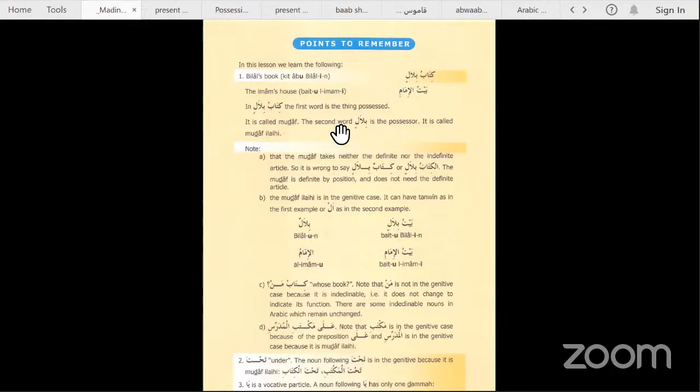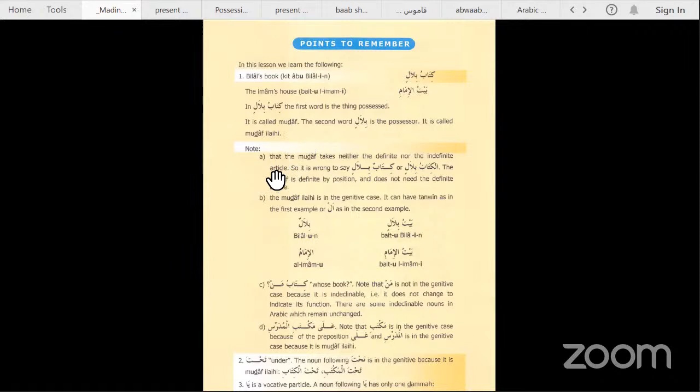In this lesson, we will learn the following. 1. Bilal's book, Kitabu Bilalin. The Imam's house, Baitul Imami. In Kitabu Bilalin, the first word is a thing possessed. It is called mudaf. The second word, Bilalin, is the possessor. It is called mudaf ilayhi. So first of all, we have 2 nouns, and the first noun is called mudaf, the possessed, and then Bilalin is the possessor, which is called the mudaf ilayh.